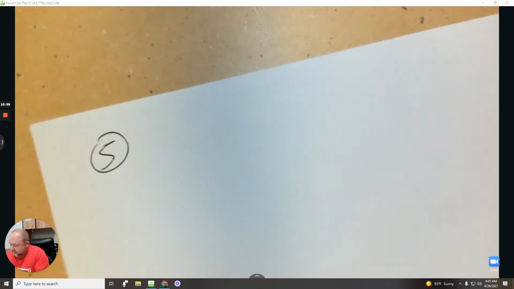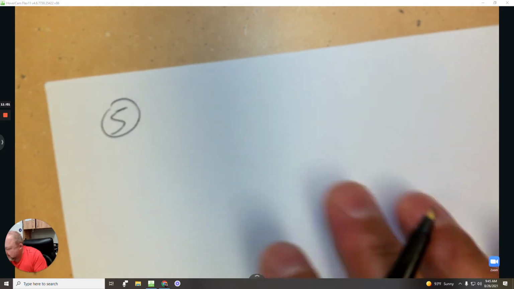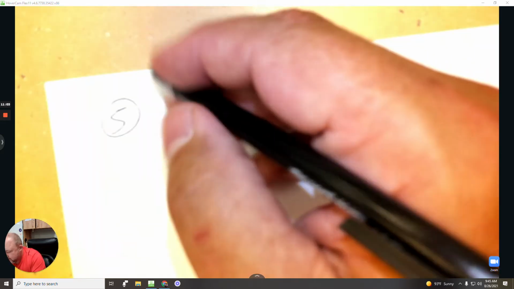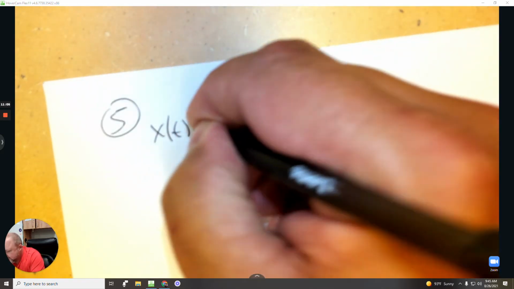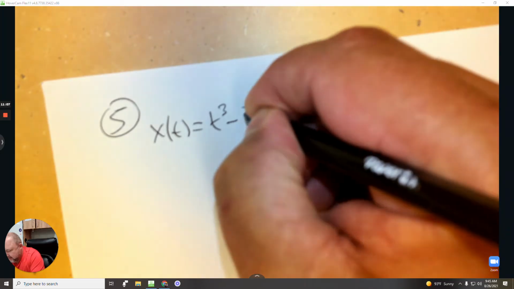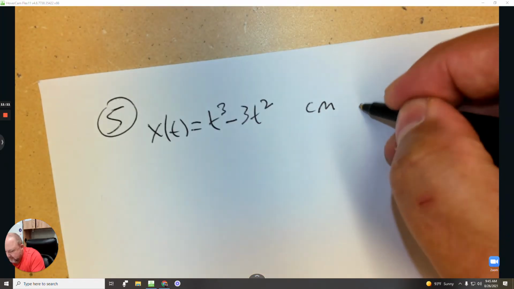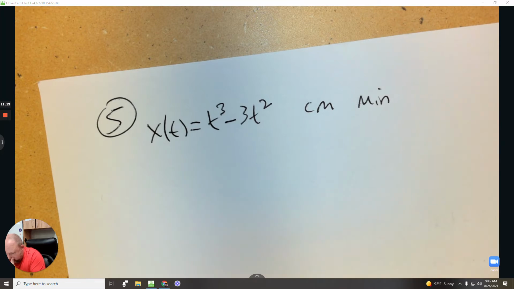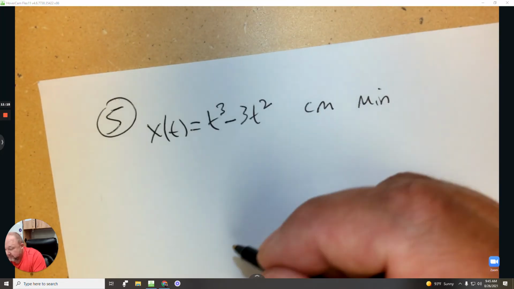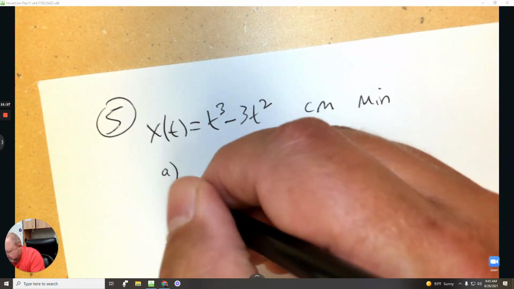In number 5, I'm just going to read it. A particle moves along a horizontal line. The position is t cubed subtract 3t squared. Again, we have centimeters, in this case, minutes. So it's good to know the units. Find the particle's displacement between 5 and 0.